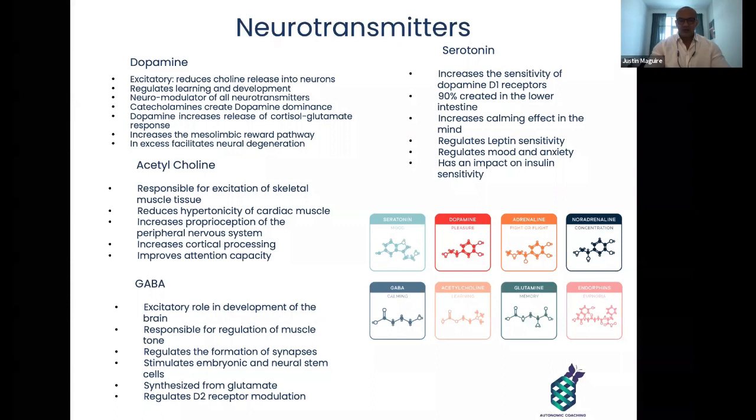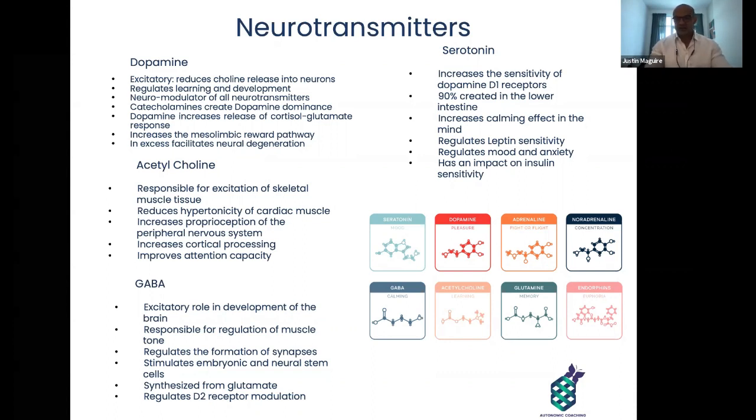However, heightened dopamine actually reduces the activity of gamma-aminobutyric acid, so the brakes really need to be put into place. And this is where serotonin comes in and increases sensitivity of dopamine D1 receptors. So the balance between serotonin and GABA plays a huge role as to how well dopamine is able to modulate all neurotransmitters in states of excitation or inhibition.